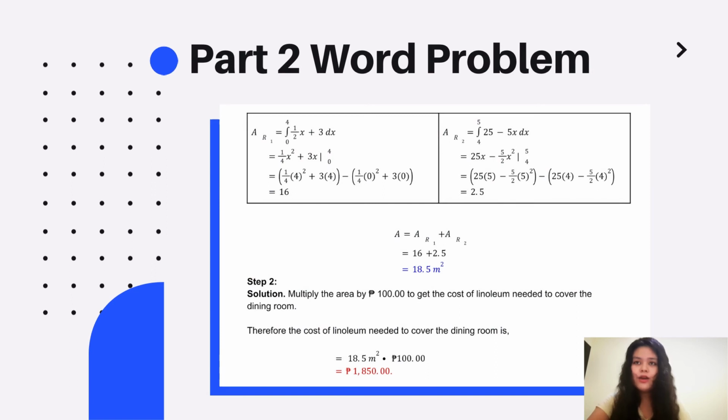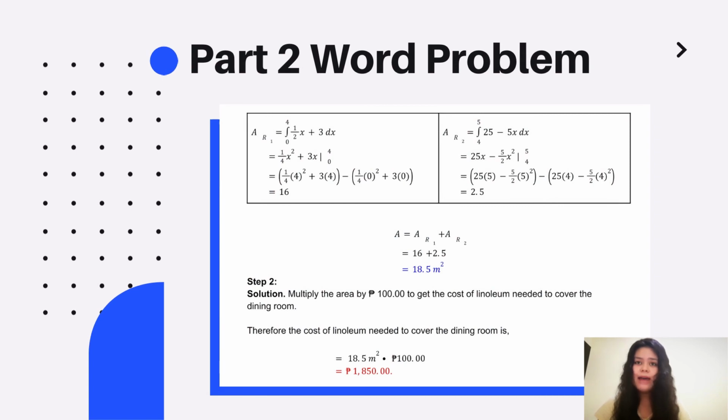Basically, to find the area, we just need to find the values of R sub 1 and R sub 2, then add both of them. And in our problem right here, you can already see the values of R sub 1 and R sub 2, 16 and 2.5 respectively. And adding 16 and 2.5 will give the area of our dining room, which is equal to 18.5 square meters. And obviously, we're not yet done, because in our problem right here, what we're trying to find is the cost of the linoleum needed to cover the dining room.